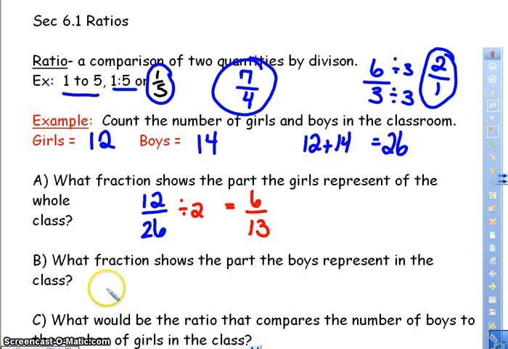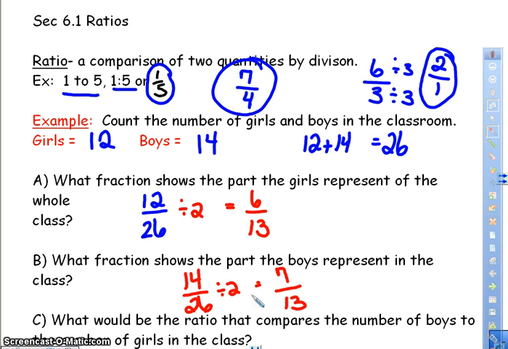All right, what fraction shows the part the boys represent? So there are 14 boys out of 26 total. And once again, we're going to simplify. So you get 7/13. So this means that there are 7 boys for every 13 classmates.